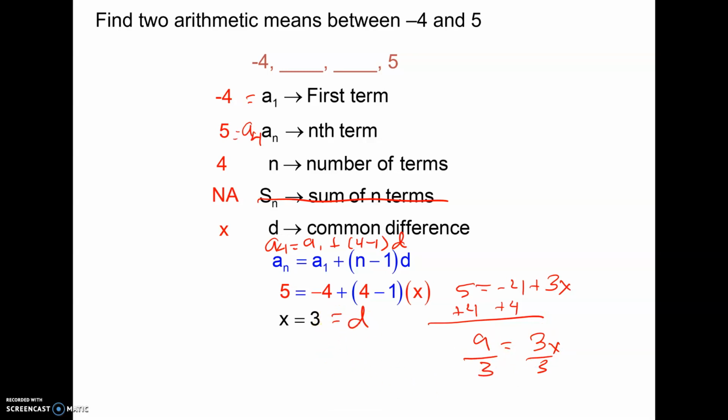Well, how is that useful to me? Well, now that I know the common difference, and since it's positive, I know that I'm going to just add 3 to get my next term. And if I do -4 plus 3, that's -1. And then I add 3 to get my next term. So -1 plus 3 is 2. And as long as I did my math right, if I add 3, I should get my fourth term of 5, which I do. So my two arithmetic means are -1 and -2.